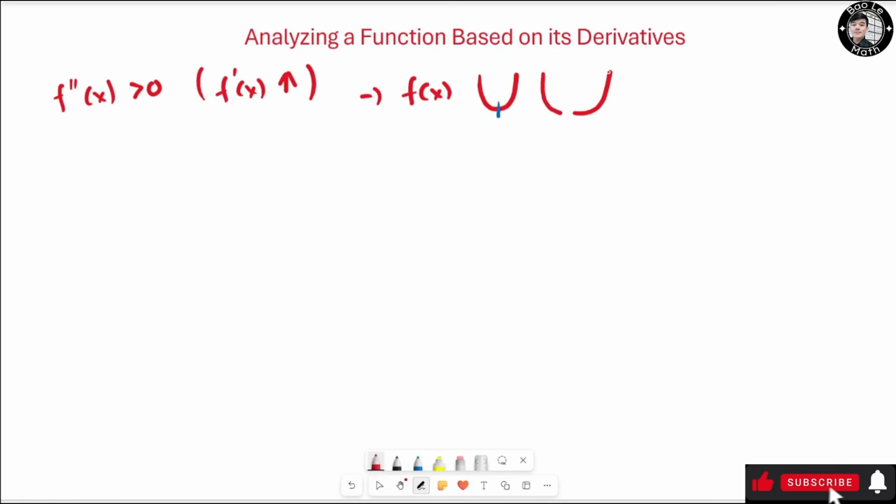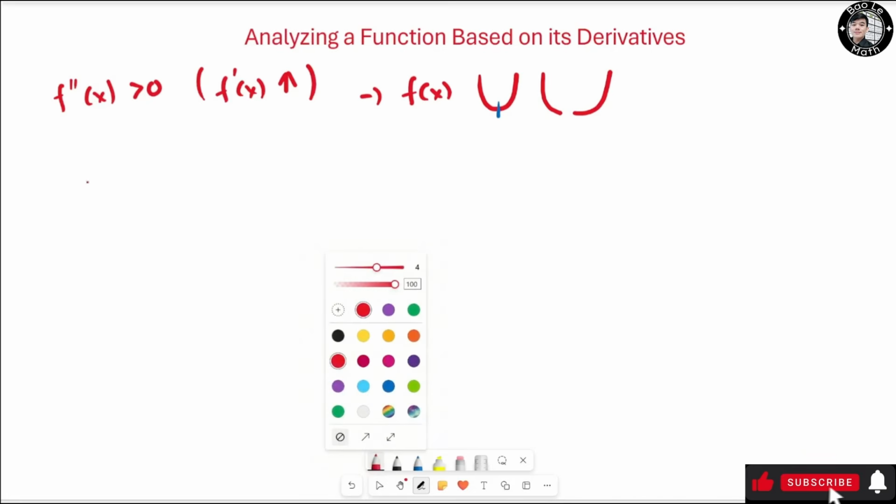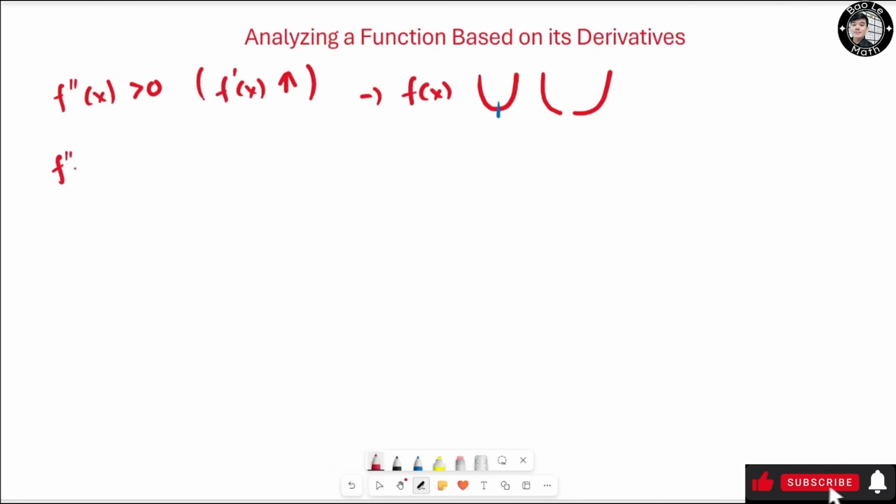Or like this, right? Now, similarly, if f double prime of s is less than 0, or f prime of s is decreasing, then f of s is concave down. It's going to be like this. Or if you cut this one in half, it's going to be something like this. It's still concave down.